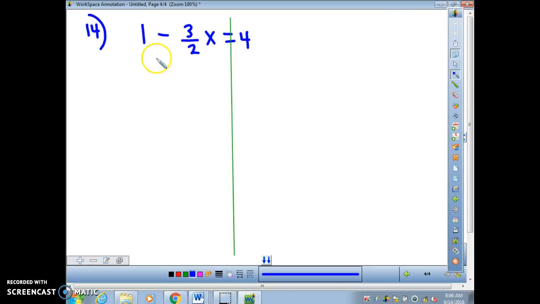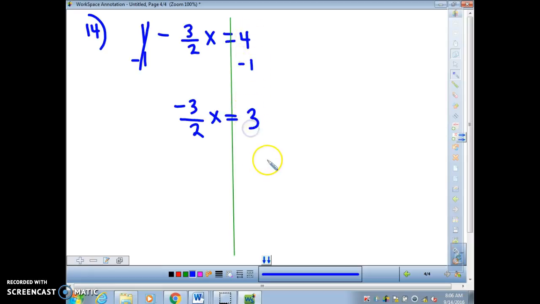Okay. Alright, get rid of the number that's not attached to the x. That would be the 1, right? And that's a positive 1, so we have to subtract 1, don't we? Now that's a negative 3/2 x, because a minus in front of a number makes it negative. So I'm going to bring down that negative. And then here the signs are different, so I subtract and keep the sign of the larger number. Okay? Good so far?